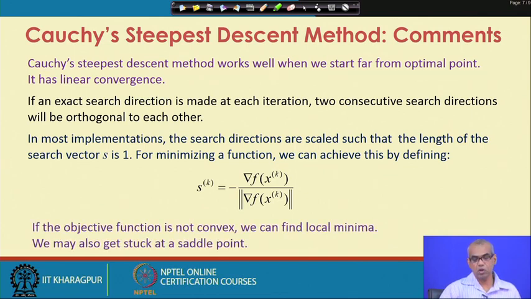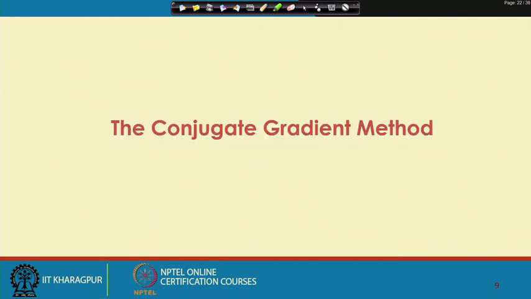If the objective function is not convex, we can find local minima while minimizing. But if the objective function is convex, you know that a local minimum is also a global minimum. We may also get stuck at a saddle point, but these are characteristic features of any gradient based method. Now, we will talk about the conjugate gradient method.